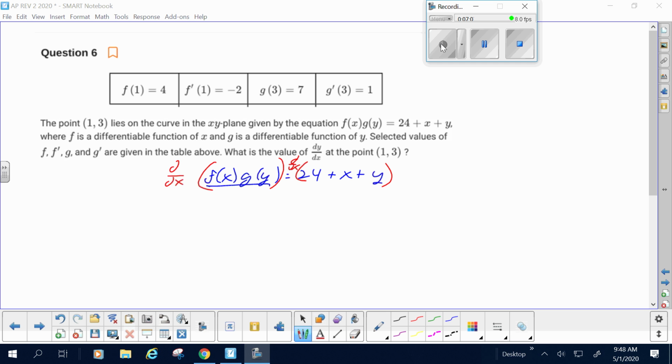Just so we're clear, I'm not multiplying by d/dx. That's ridiculous. That's an operation I'm doing to both sides. All right? So here we go. The derivative of the left. Well, we got a product, so I have to use the product rule.